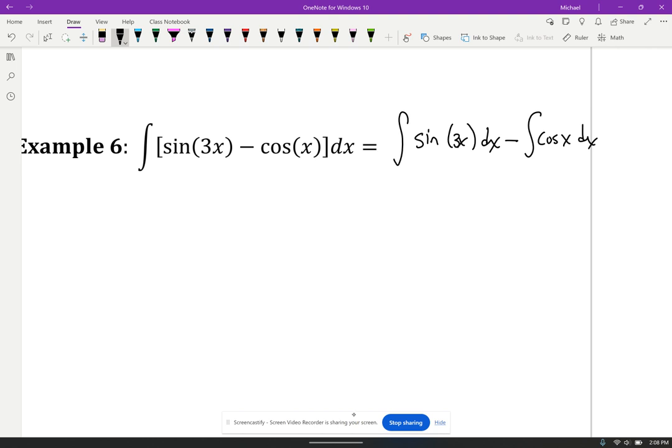Well, we can find the antiderivative of cosine x, but this has an inside function, so we're going to need to do a little u substitution for this part. The derivative of 3x, I'm sorry, du. The derivative of 3x is 3 dx. So we're going to come back in the next video and we're going to continue the process.